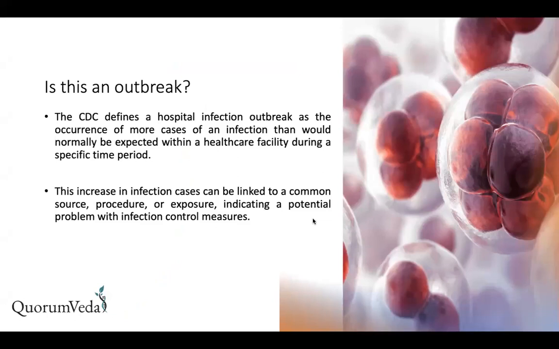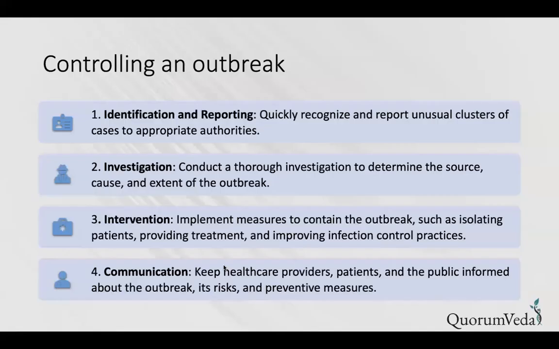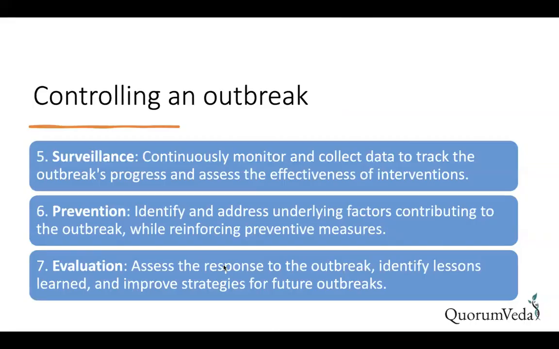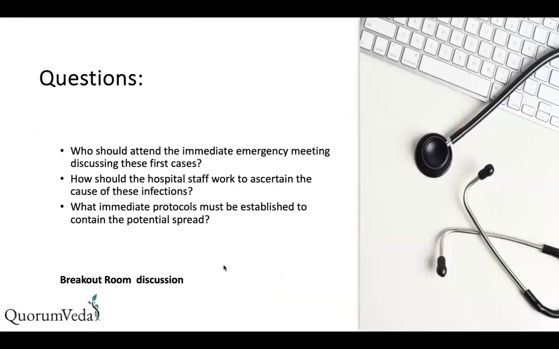Is this an outbreak? That's the first question. As per the CDC definition, a hospital infection outbreak is the occurrence of more cases of an infection than would normally be expected within a healthcare facility during a specific time period. Controlling an outbreak involves the basic steps: identification of the outbreak, investigation, intervention, communication, surveillance, prevention, and evaluation. These are the basic steps of any hospital or other outbreak process.